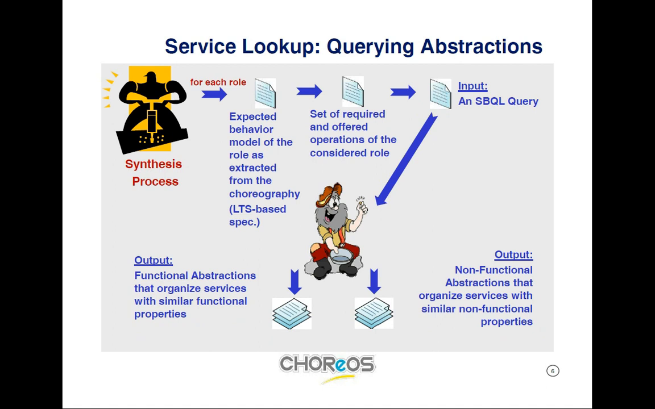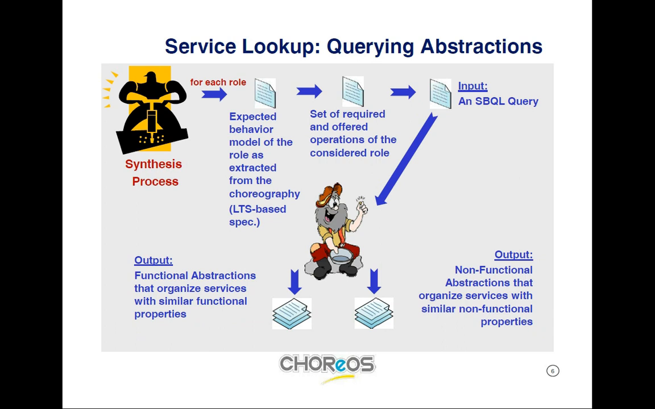Service discovery is performed based on SBQL queries. SBQL is a language that we proposed specifically for CHOReOS. It allows us to specify constraints on the properties of the services that we are looking for. The specified constraints are matched against service abstractions that represent available services. The result of an SBQL query is a set of abstractions that represent concrete services that can be used for the choreography.